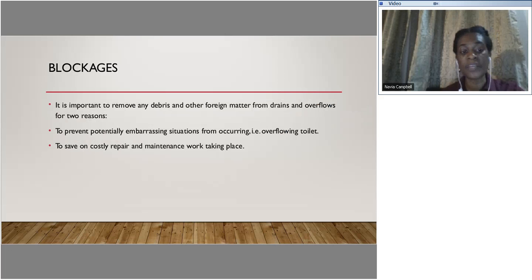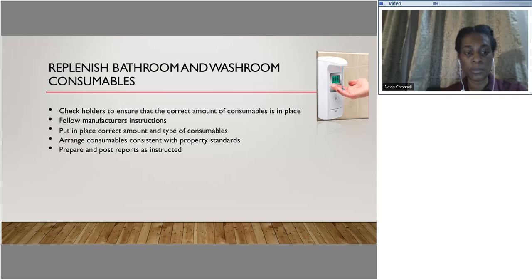It is important to remove any debris or foreign matter from drains and overflows for two main reasons. One, to prevent potentially embarrassing situations from occurring, for example, overflowing toilets. And two, to save on costly repairs and maintenance work from taking place.